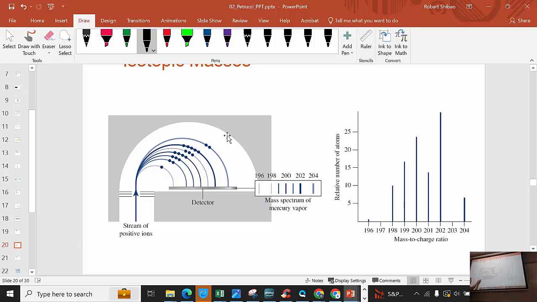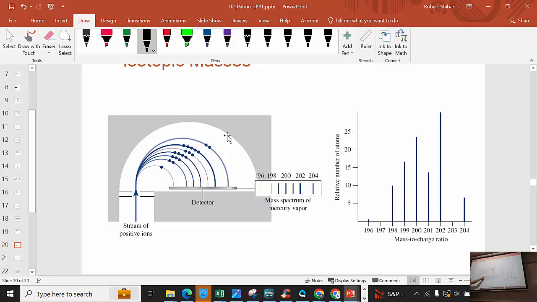But what we want to do is ionize things. And so we want to give them a charge. If you charge the atoms, this is a stream of ions. So this is a stream of positive ions. So we knock an electron off an atom, we create a positive ion. Then they get deflected. And would this be light, or would this be heavy?